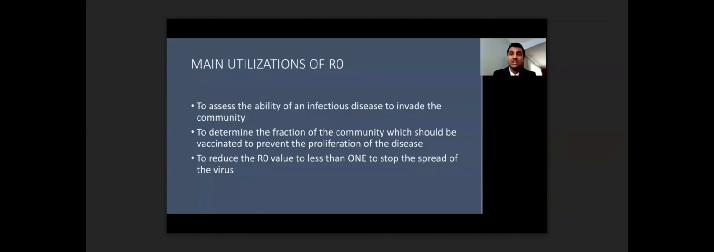There are two main utilizations of R0: to assess the ability of an infectious disease to invade the community, and to determine the fraction of the community which should be vaccinated in order to prevent the proliferation of the disease. R0 is calculated with the assumption that the population has zero immunity through infection or intervention. R0 is a positive continuous variable in that it can take on any value within the interval 0 to infinity.